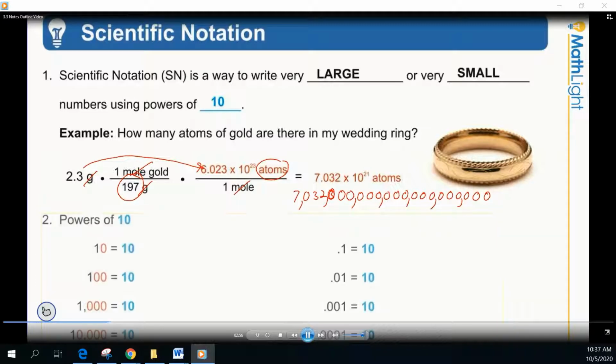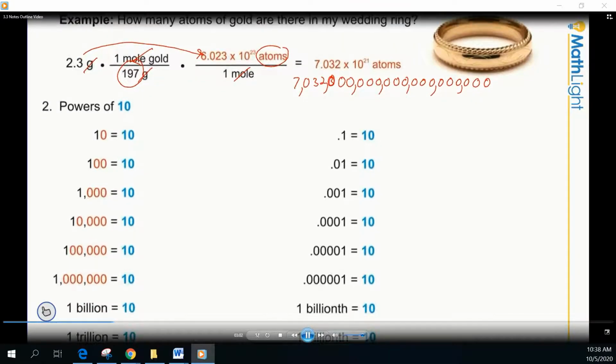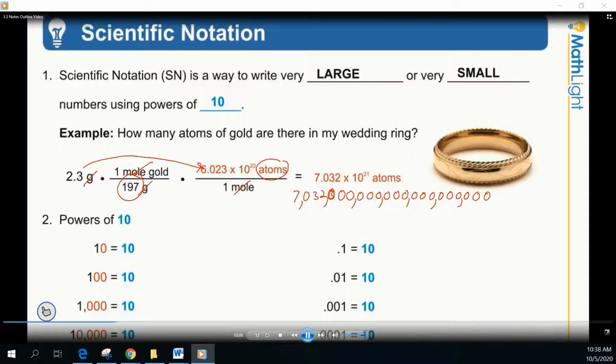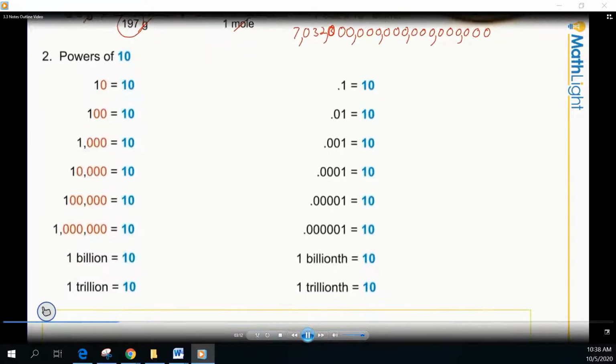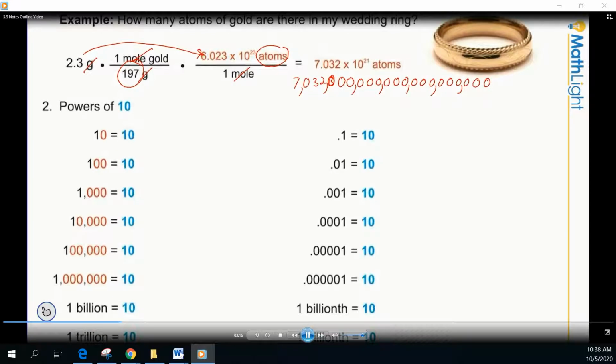And so what is it for? For very large numbers, for very small numbers. Let me give you a progression here to help you understand powers of 10, because it's very important that you understand powers of 10 if you're going to be able to deal with scientific notation. Let me go back here for you. Let's take a look at some powers of 10.